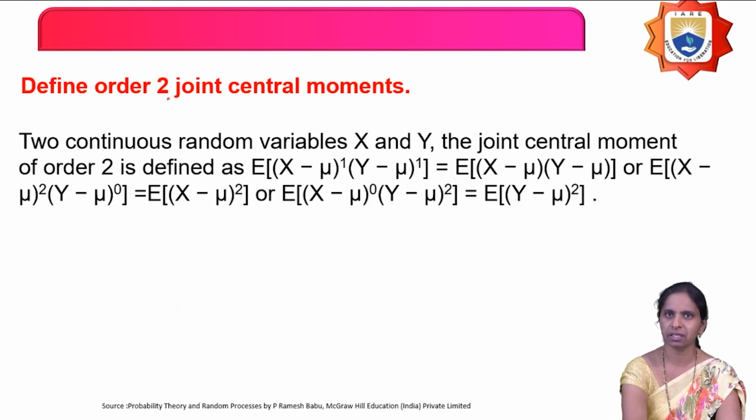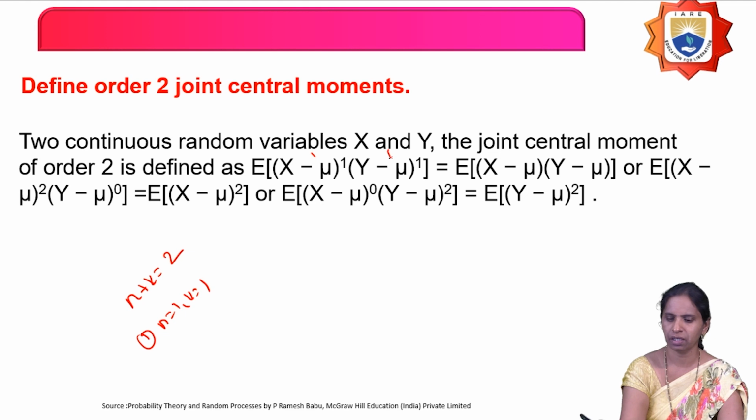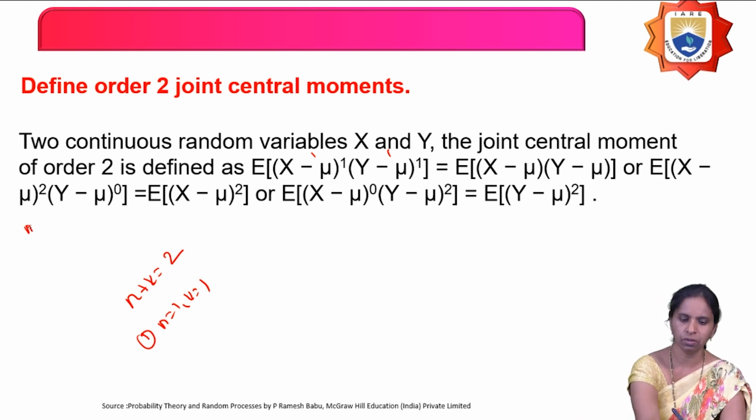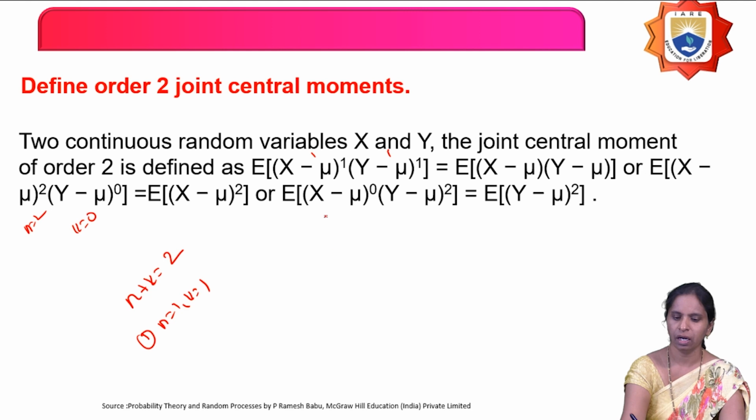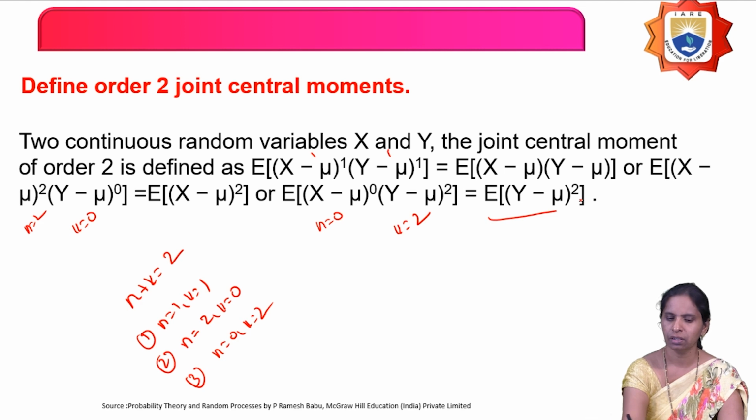And next one is define second order joint central moments. So what is the order here? n plus k equals 2. It means what is the first case you are taking? n equals 1 and k equals 1 here. And then n equals 2 and k equals 0. Or else n equals 0 and k equals 2. Totally 3 cases. So this is called the second order central moments.